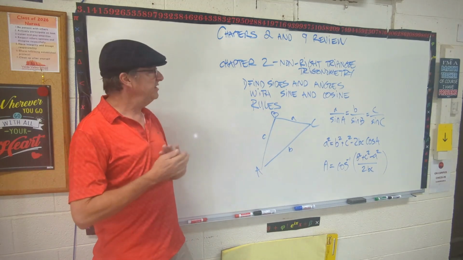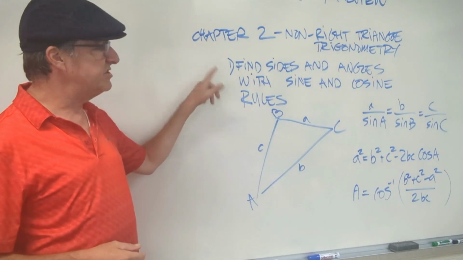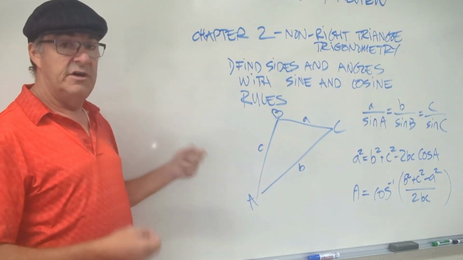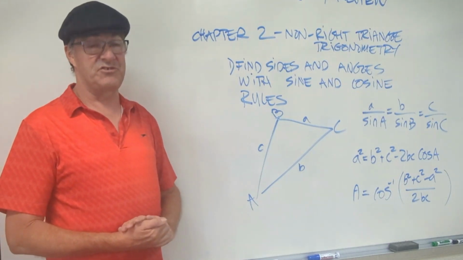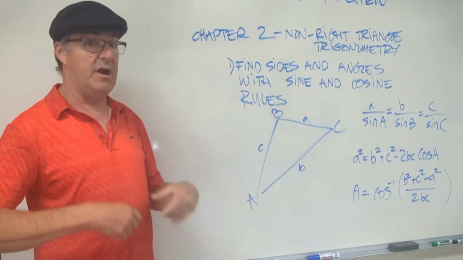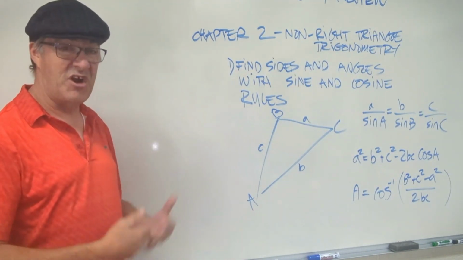Okay, so first, in chapter 2, the first thing we did, I kind of grouped these together, is we used the sine rule and the cosine rule to find angles and sides in non-right triangles. And this is cool because we don't have to use SOHCAHTOA trigonometry. We can use this on any kind of triangle.